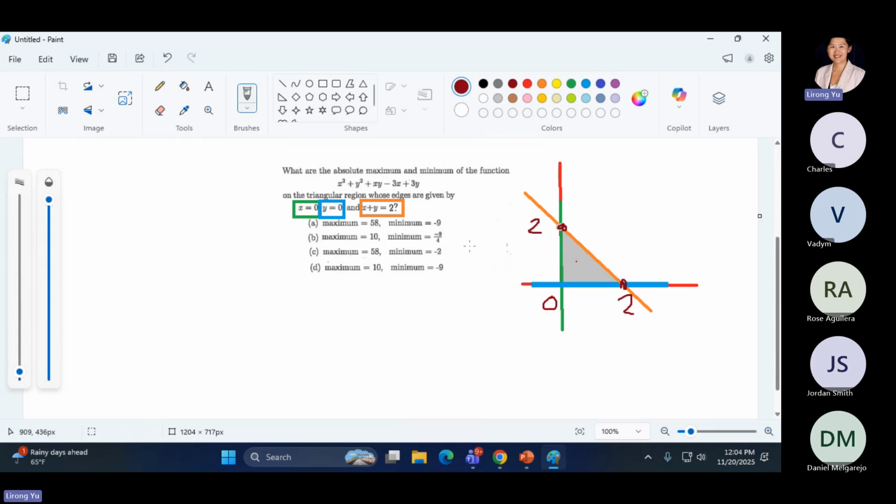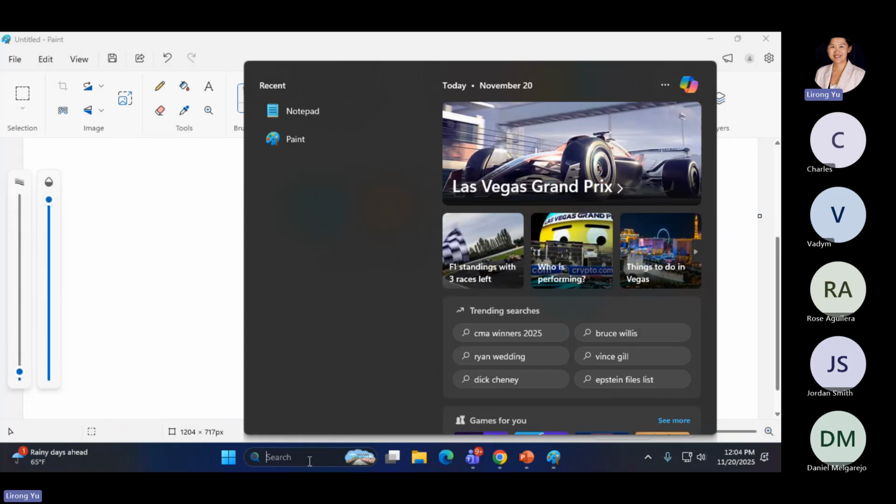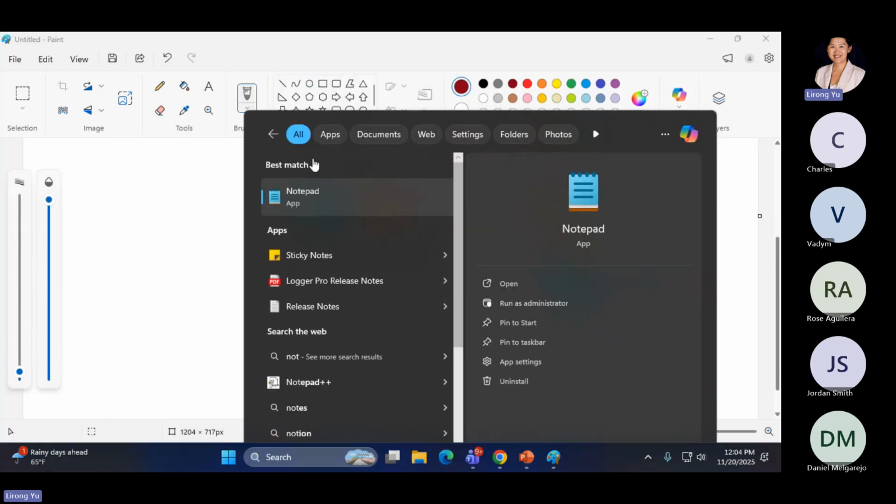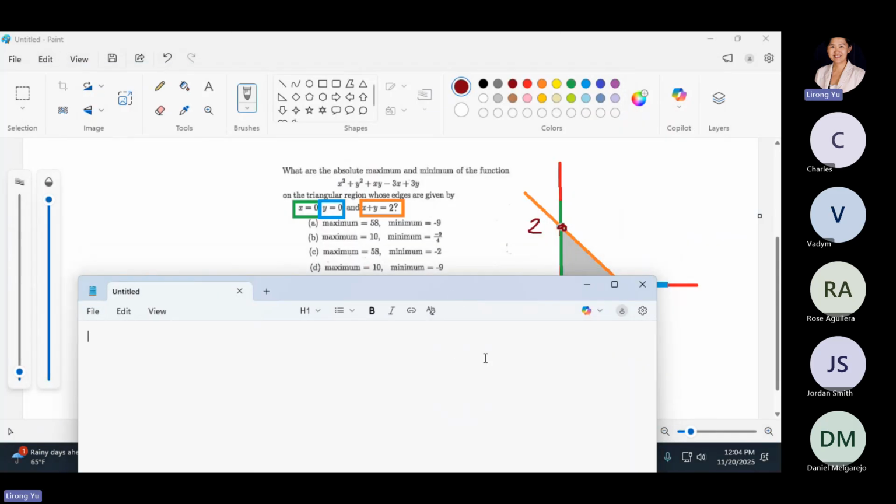So what we're going to do is, if you only look at this function, discard the range. When we just look at the function definition, f equals x squared plus y squared plus xy minus 3x plus 3y. If we discard the boundary, then what we're looking at is an unconstrained max and min. This is pretty much considered the inside of the triangle. Then we're going to look at the edges.